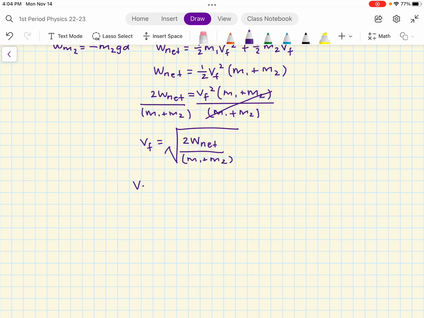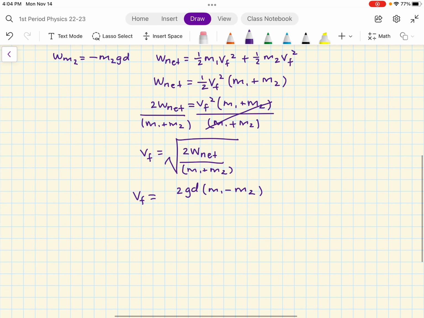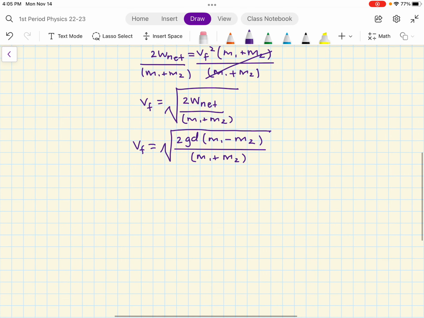So my final velocity is going to be equal to 2 times g d (m1 minus m2). There you go. That's divided by the sum of the masses, m1 plus m2. And then you take the square root of that. Now let's plug in our numbers.